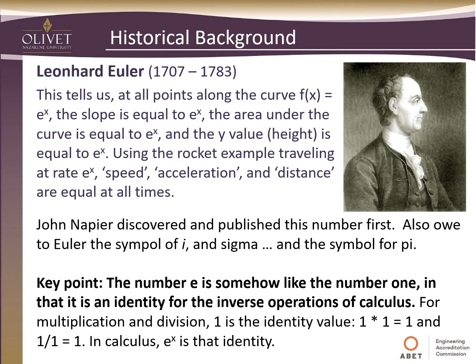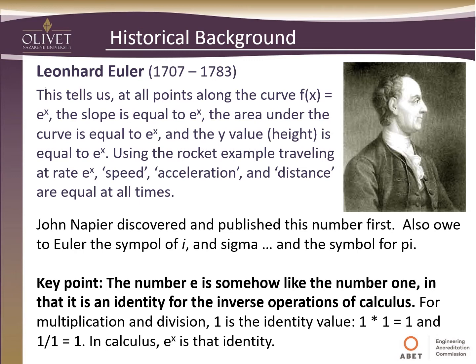One interesting thing to note, though, is John Napier actually discovered and published this number first. So Euler really didn't discover it per se, but we owe the symbol for Euler's constant along with the symbols i, sigma, pi, to him, because he was so proficient in writing that he was able to define many of the constants that we use today.